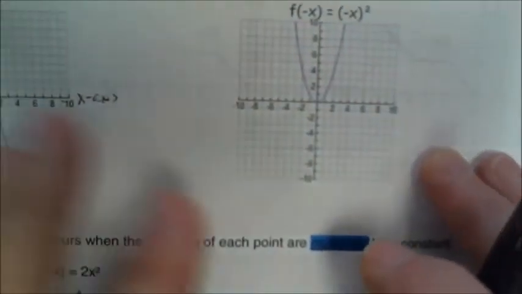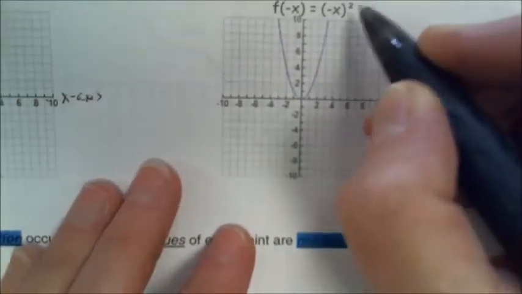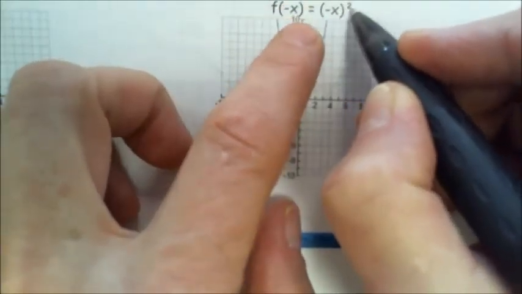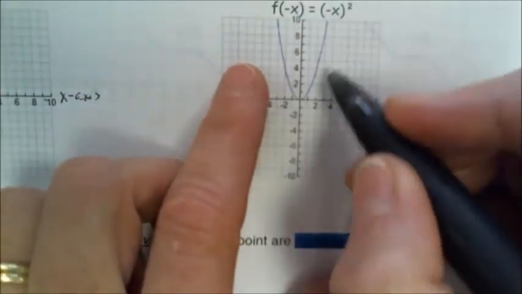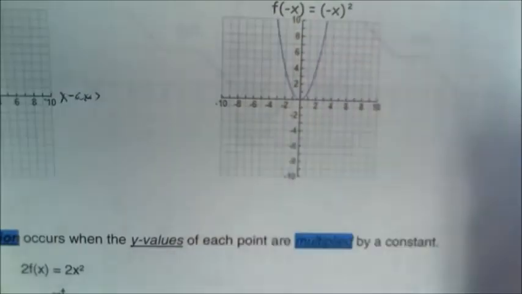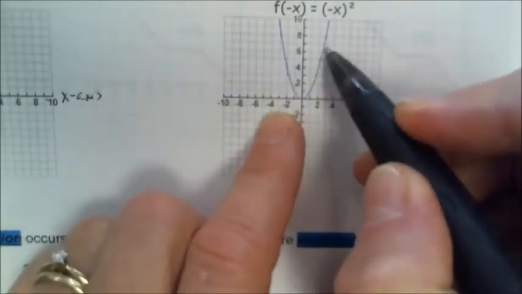If you want to reflect something in the y-axis, you're negating the x values. So look at this. Inside the parentheses, we're negating the x value, and then we're squaring the whole entire thing. And if you think about it, if you reflect a parabola in the y-axis, it actually just folds on top of itself. This part will become this part, and this part will become this part.